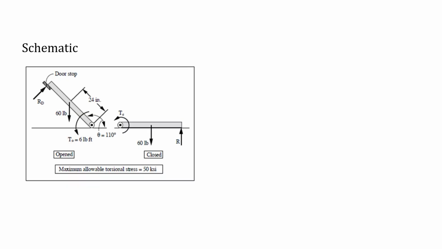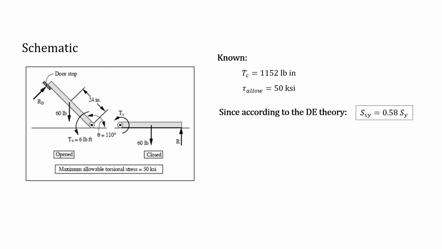First, just as a little reminder, this is our schematic. It's the same as problem 1, and it also reminds you that our maximum allowable torsional stress is 50 KSI. So what do we know? We know that our closing torque is 1152 pound-inches. We know that our allowable torsional stress is 50 KSI, and this we can use to find some more information.